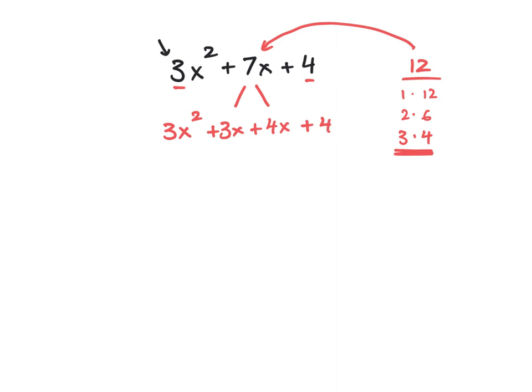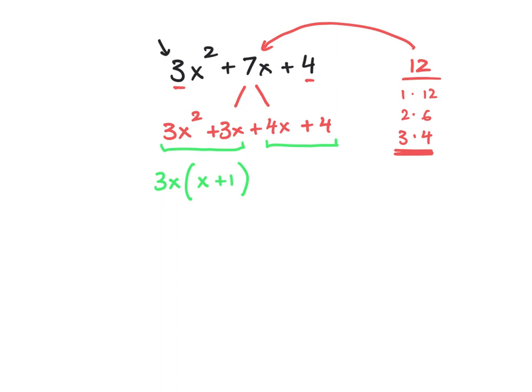Next, we are going to group our terms here, the first two and the last two, and remove a greatest common factor from each of those two sets of terms. From the 3x squared plus 3x, we can take out a 3 and also an x because they both have an x in them. What's left over is 3x squared divided by 3x, which is just x, and 3x divided by 3x is 1. So we're left with x plus 1.